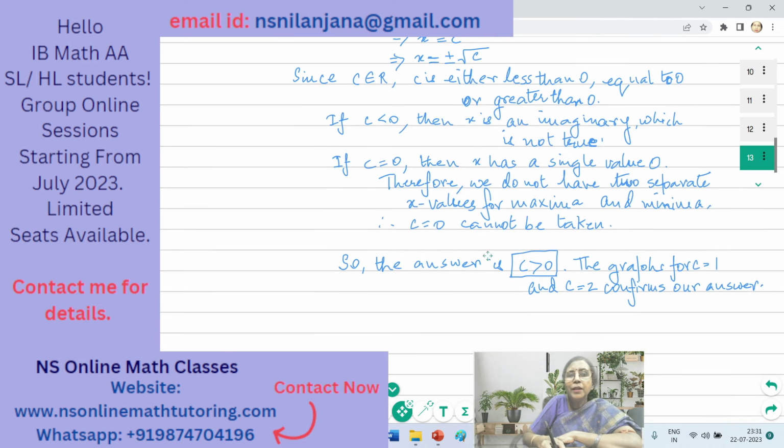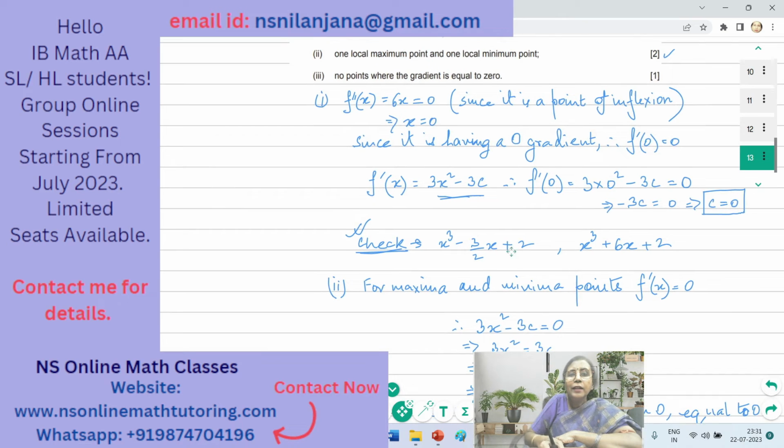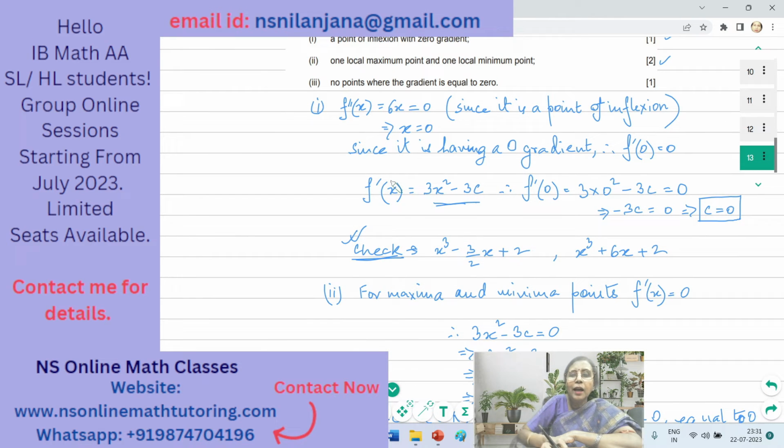So we have completed answering the part I, and now coming to the subpart I. No points where the gradient is equal to 0. We have taken c equal to 0. We have taken c is greater than 0. The only thing that is remaining is c is less than 0. And we have seen what is c equal to -1. No point where the gradient is equal to 0. That means there will not be any maximum point, there will not be any minimum point, there will not be any stationary point of inflection.